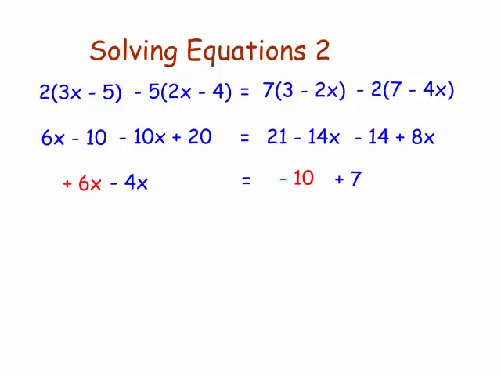Now we are getting to the stage where we can solve this fairly easily. What's 6x minus 4x? That's 2x. What's on the other side? Minus 3. That's pretty easy. Then divide everything by 2. And bingo, we have the solution x equals minus 3 over 2.